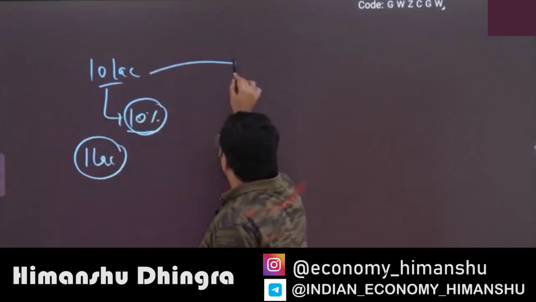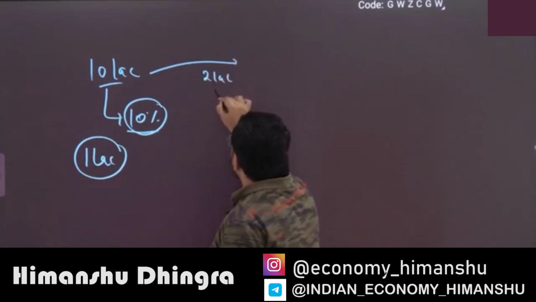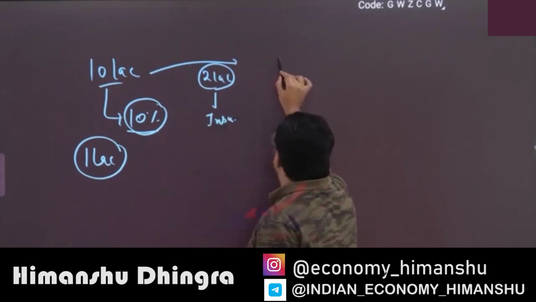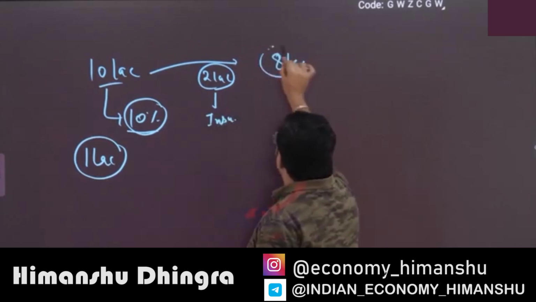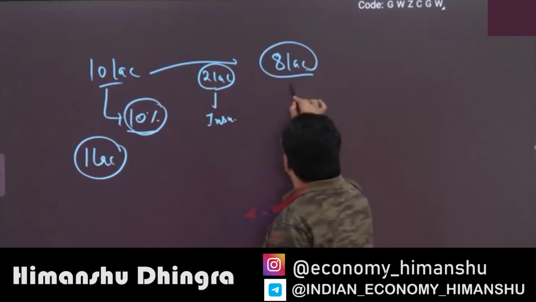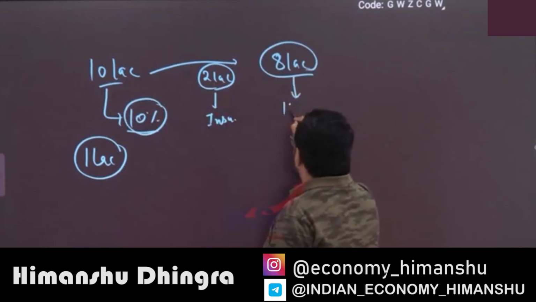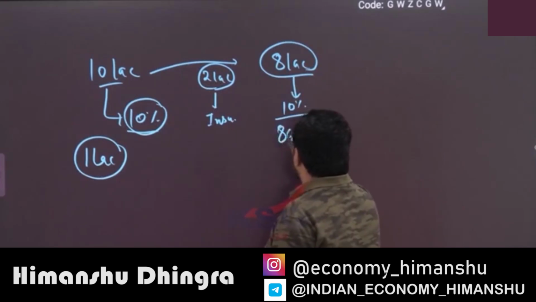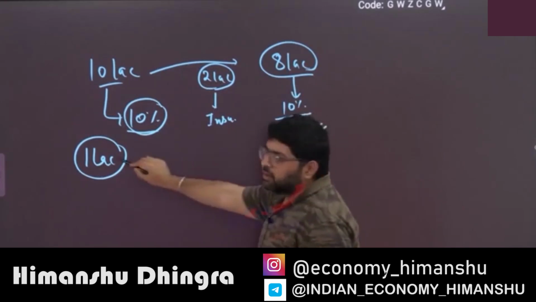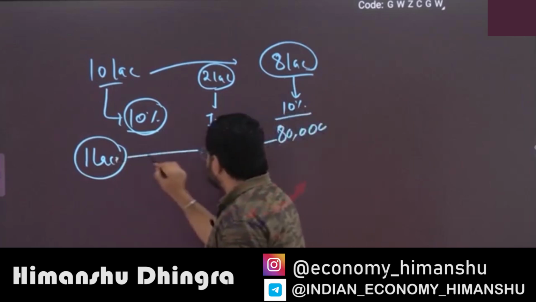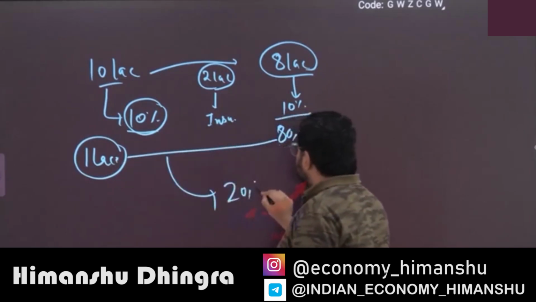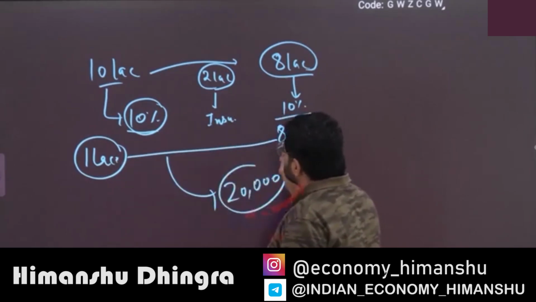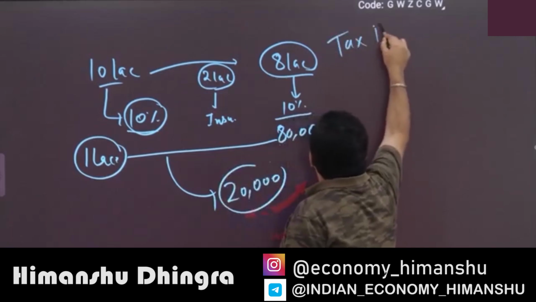So it means out of 10 lakh, suppose you invest 2 lakh rupees in insurance, for example. Now the government will impose tax only on 8 lakh. So rather than 10 lakh, they will impose tax only on 8 lakh, and 10% of 8 lakh is 80,000. So earlier you were paying 1 lakh, now you are paying 80,000. See how much you save? You save 20,000. So this is a case of tax planning.